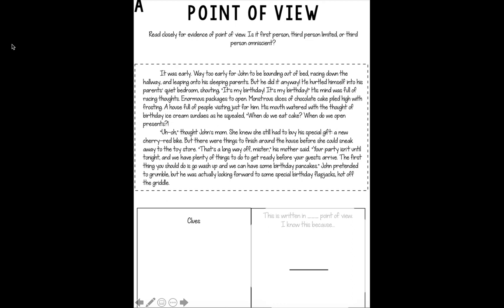But now we have to think about it. Was it mostly about John? Did we see the words I, me, my? Is it mostly about his mom? Did she use the words I, me, and my? Is the narrator the characters? Is the narrator just telling you about the character's thoughts? So those are all the clues that we need to think about.